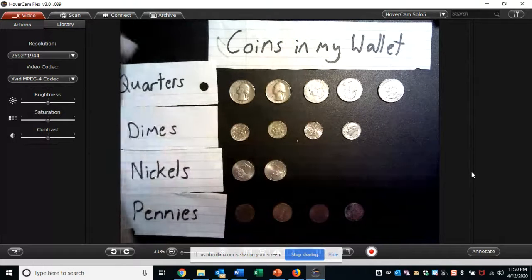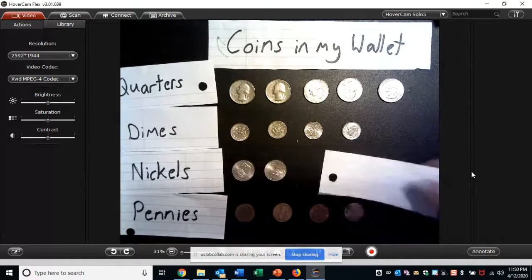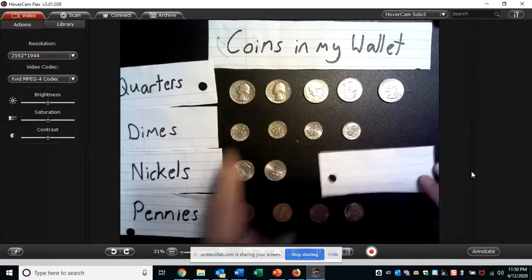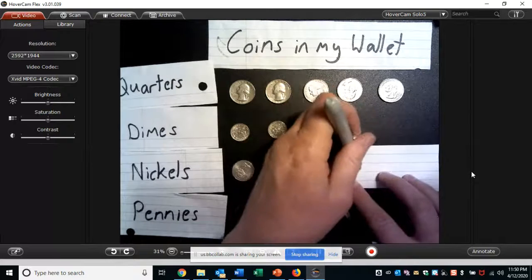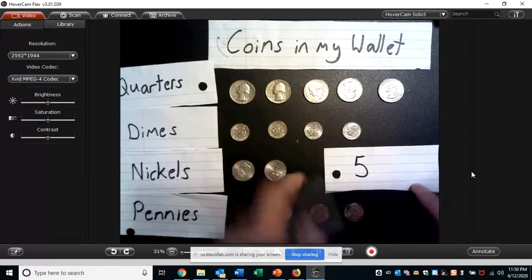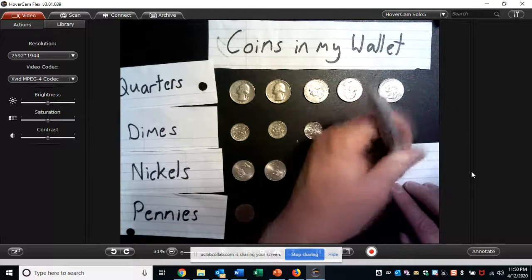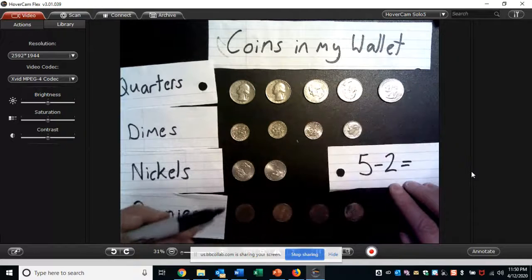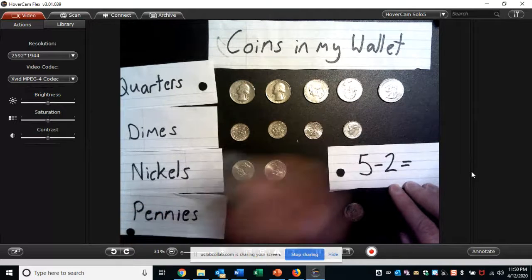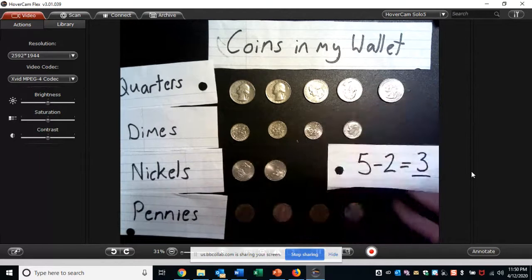And we can also do it with a subtraction problem. So we can say there's 5 quarters and there's 2 nickels. So we're going to take away the nickels and see how many are left. So 5 minus 2 is 3. That's the same answer we got.